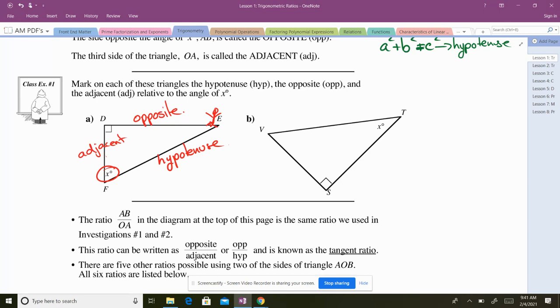So this triangle here, standing there. Where's the hypotenuse? At the top. Where is the opposite? D and S, this bit right here, left. And then adjacent.